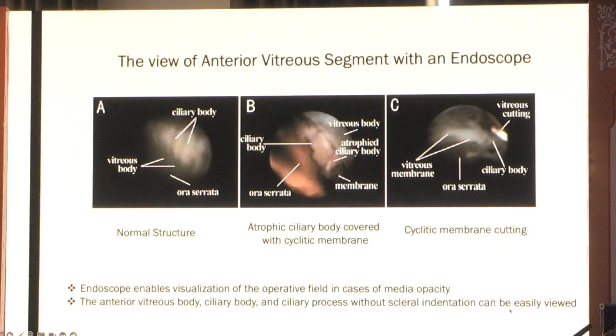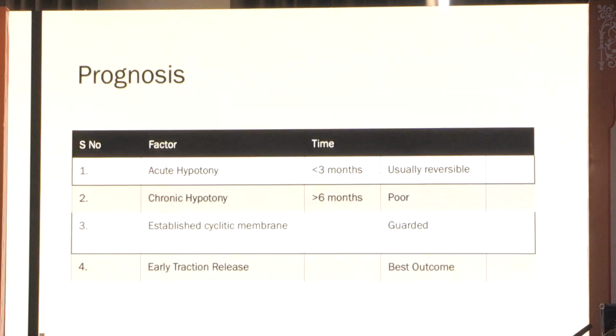So this is what you see. You can decide whether it's an atrophic ciliary body if you see on endoscopy. You can use silicone oil to give a tamponade as well.